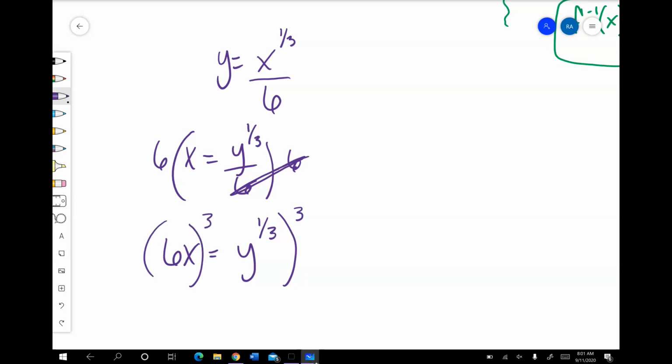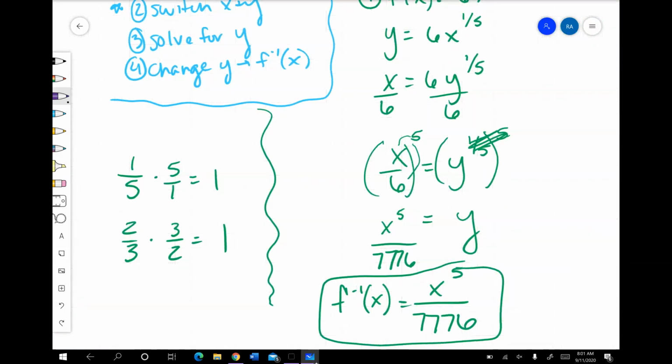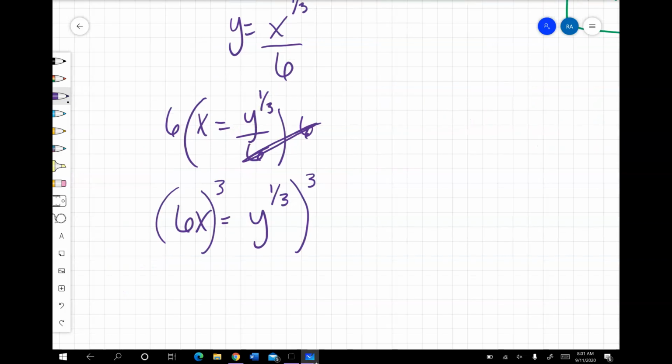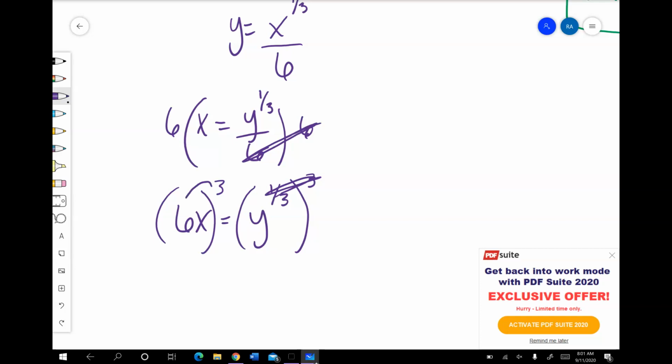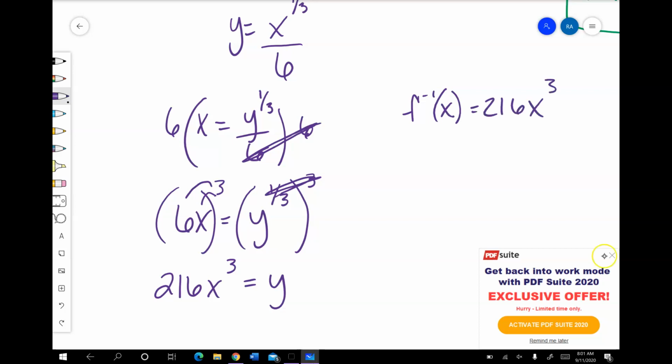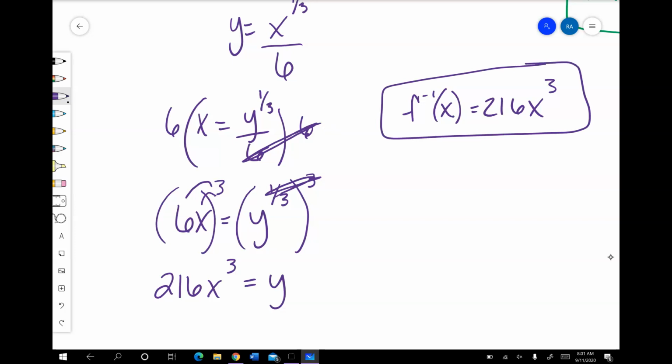You see how I did parentheses here? And I did parentheses here because you have to distribute that exponent. So this exponent cancels. I've got to say 6 to the 3rd. So 6 to the 3rd power is 216. And then x to the 3rd power is just x to the 3rd, and that equals y. And my final answer is f inverse of x is equal to 216x cubed. And that's your answer. So anytime you have a fraction exponent, to get rid of it, you multiply by the reciprocal.